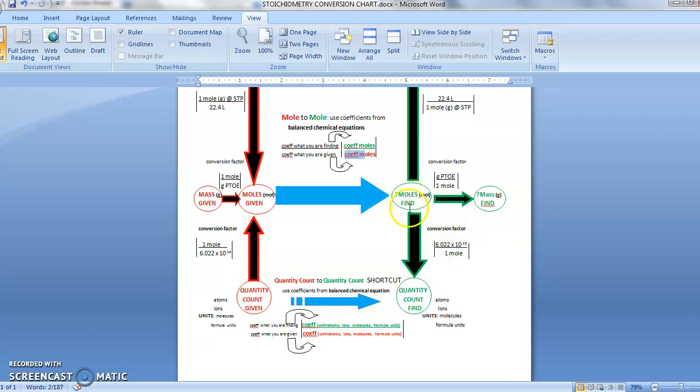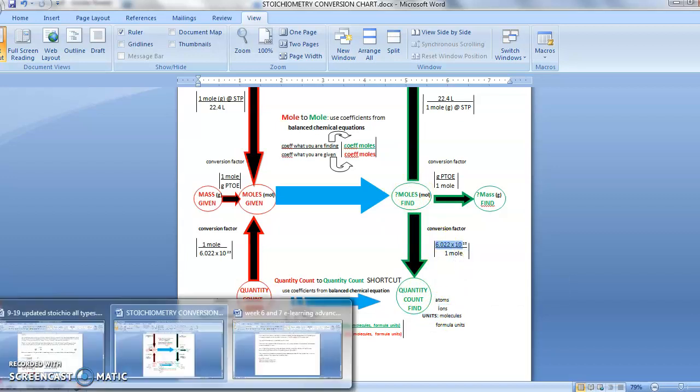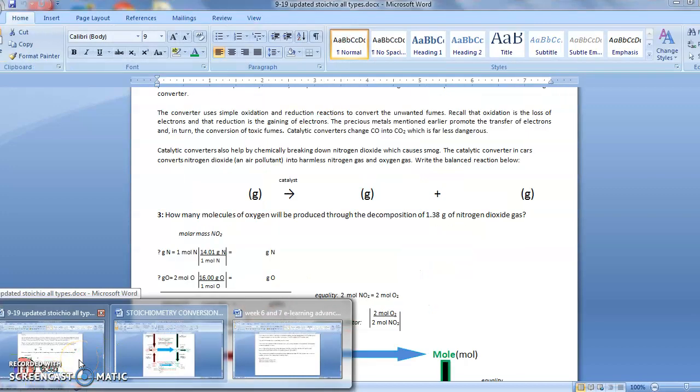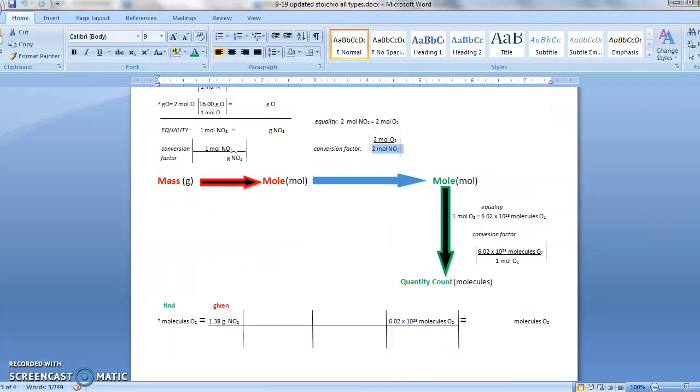Moles of O2. And we're trying to get to molecules of O2, so we need to multiply by Avogadro's number on top, mole on the bottom. On our actual assignment, we see that right here as well. Our equality is 1 mole of anything, but 1 mole of O2 has 6.02 times 10 to the 23rd molecules. That needs to be on top. Right there, it's on top for us.